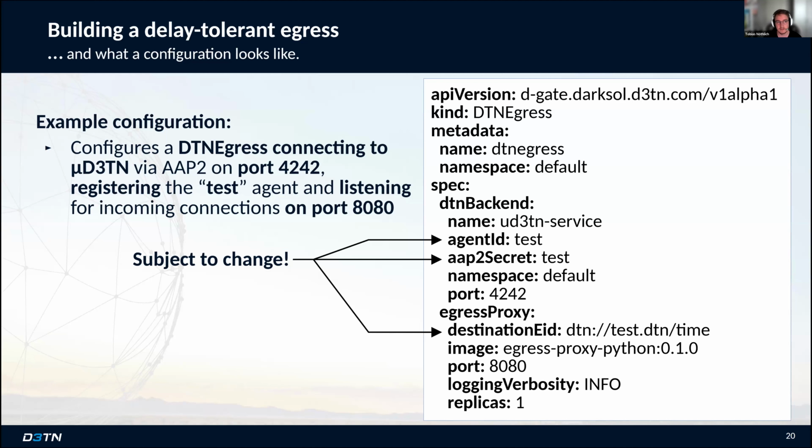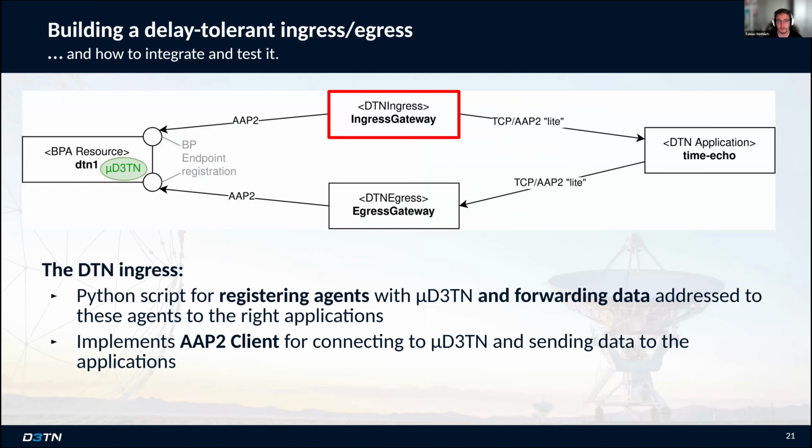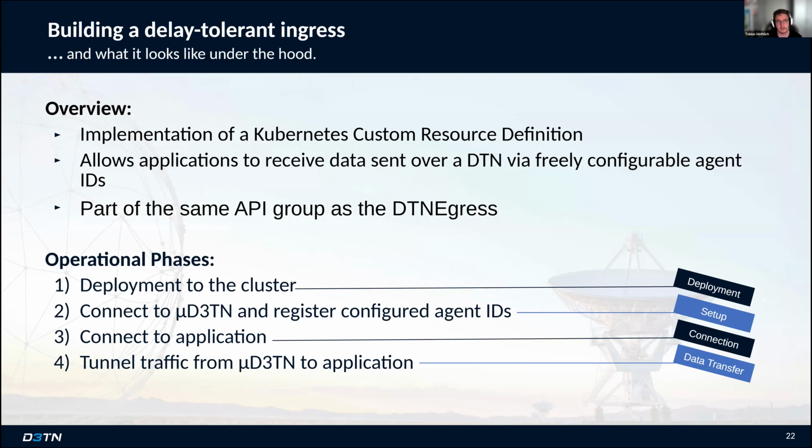Now, the ingress is the second component, which is also a Python script, which also registers an agent with micro-DTN and forwards data addressed to these agents to the right application. It also implements an AAP2 client for connecting to micro-DTN and sending the data to the applications, and is also implemented as a Kubernetes custom resource, part of the same API group as the DTN egress. Operational phases look very similar.